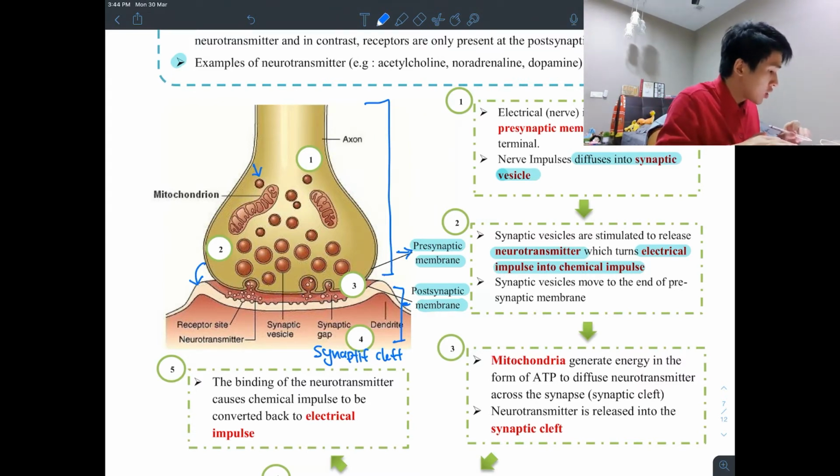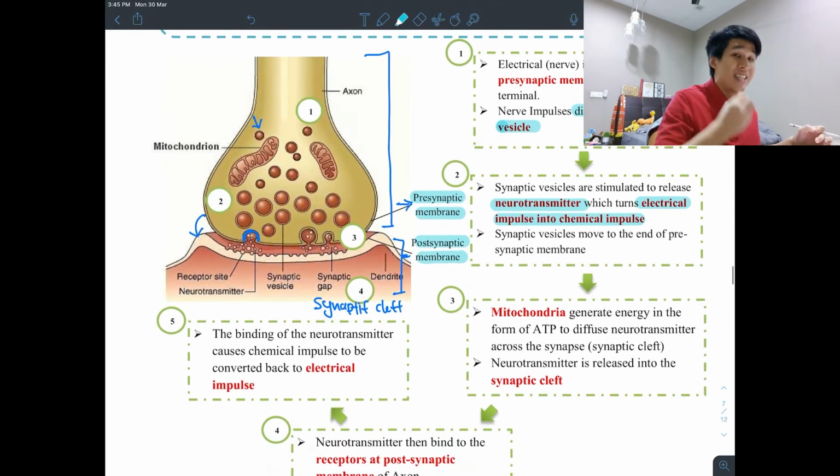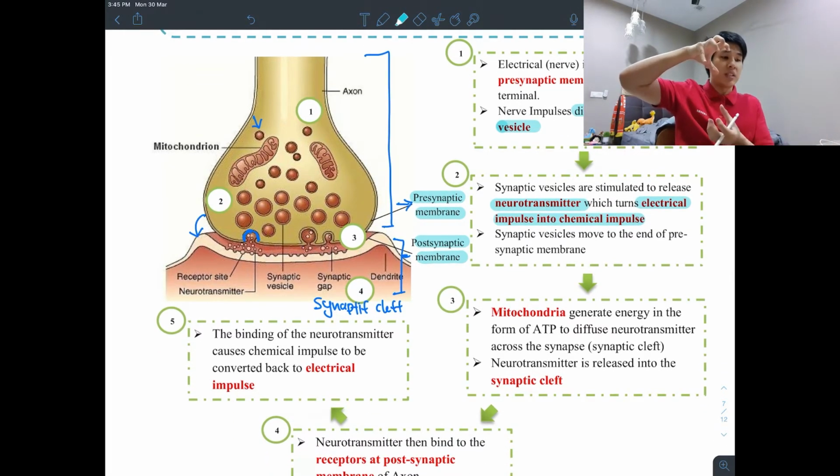Okay. So now once I convert the signal into chemical, the neurotransmitter, the synaptic vesicle that's carrying the neurotransmitter will move to the end of the presynaptic membrane. See, it will move towards here, from here comes to here. So that's why they say synaptic vesicle moves to the end of the presynaptic membrane. So once you move to the end, what does it do? It releases the neurotransmitter into the gap.